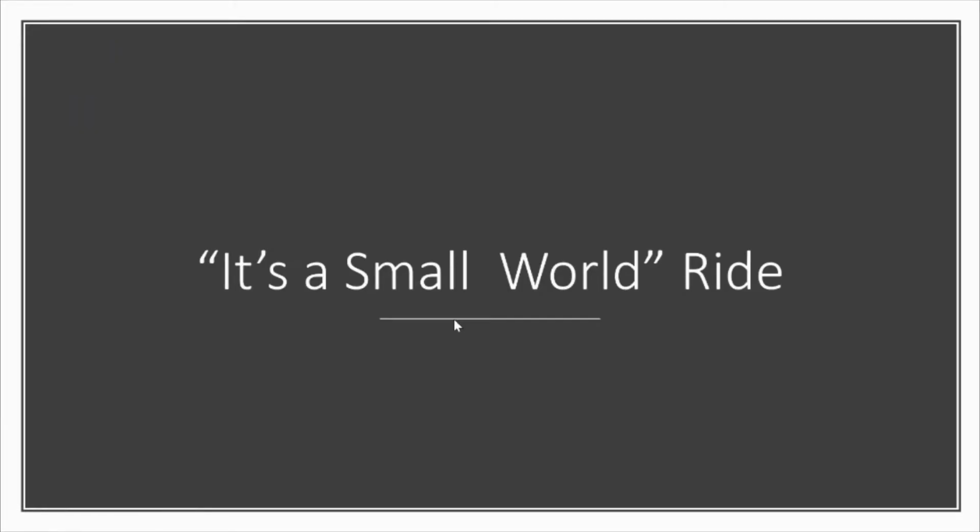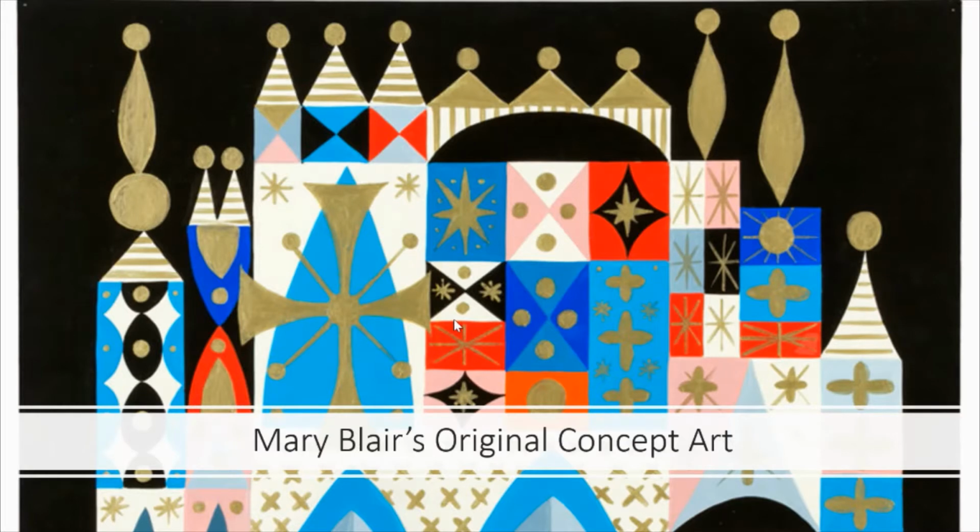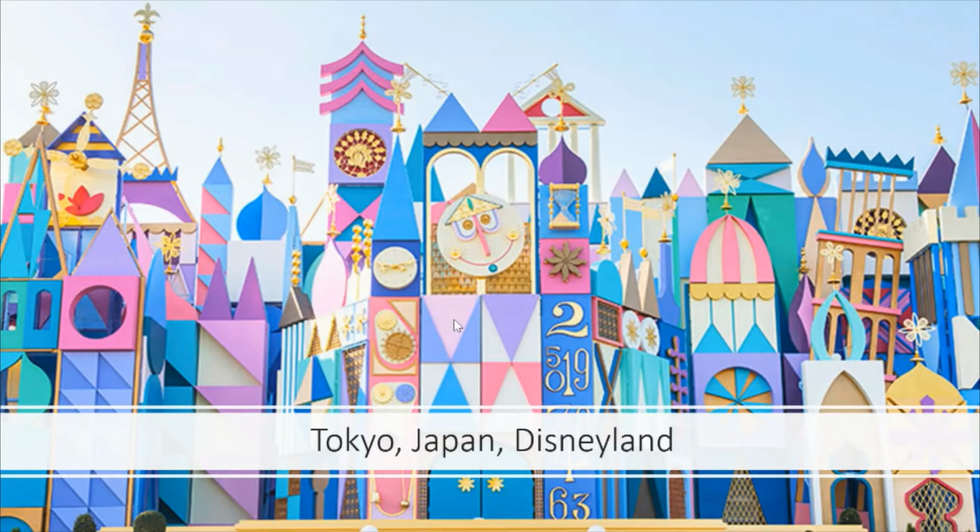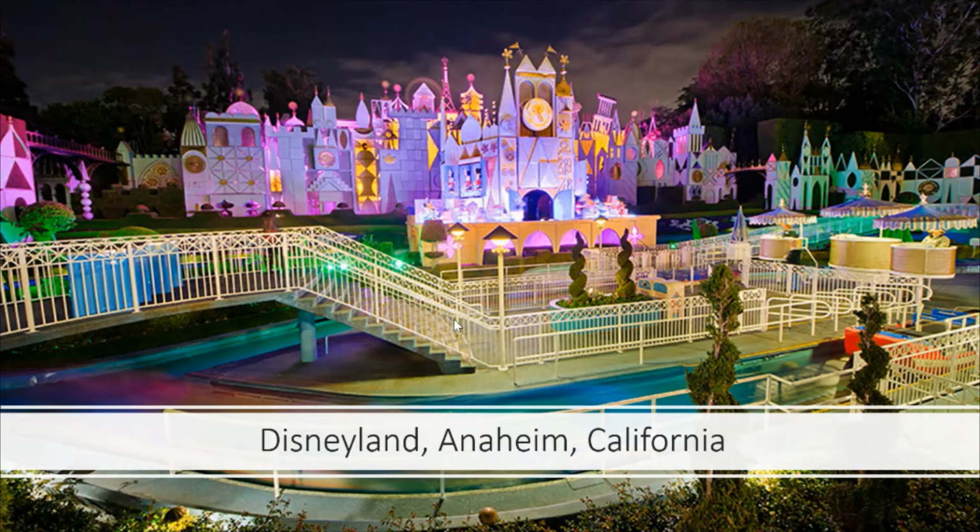Now let's look at some photos of It's a Small World ride to get some more inspiration for our cityscape. Here are some details of Mary Blair's original concept art. Now let's look at what it looks like in real life. Here's a photograph from Tokyo, Japan in Disneyland of It's a Small World. Here's another photograph of Disneyland in Anaheim, California in the United States. This is the original It's a Small World ride that Mary Blair worked on with Walt Disney and his team in the 60s.